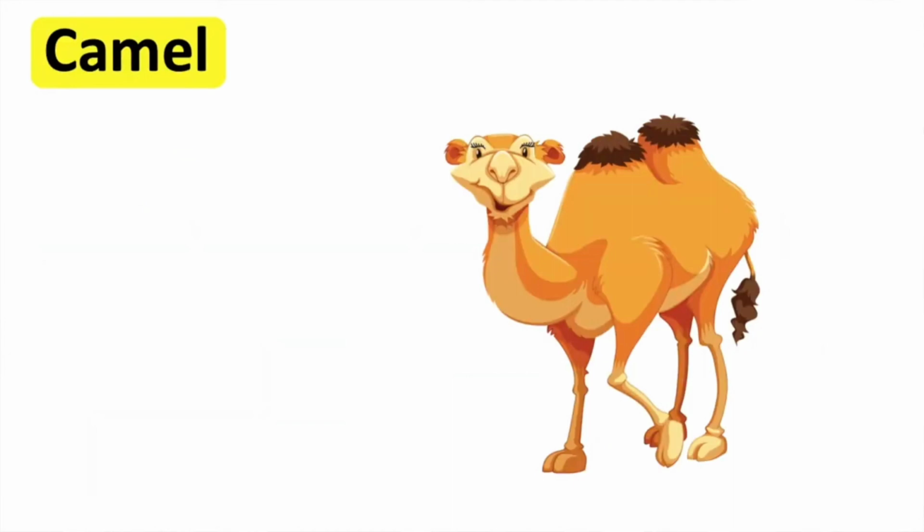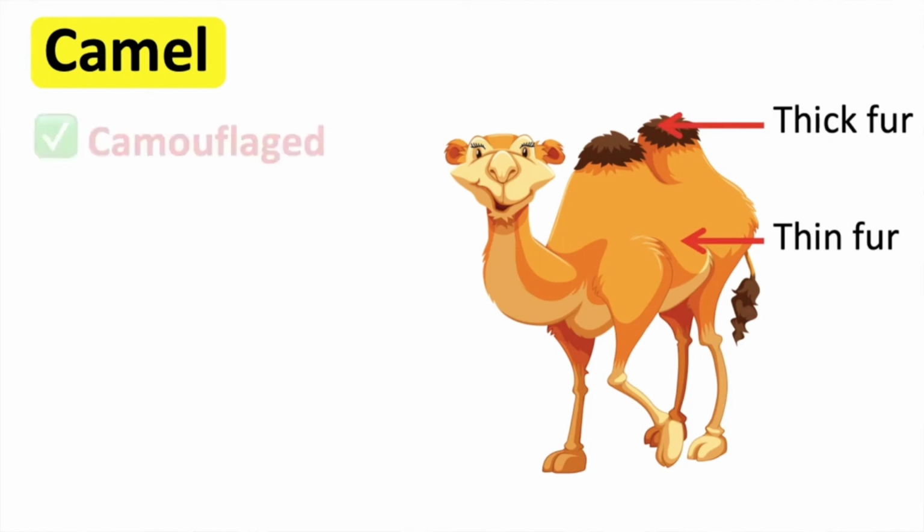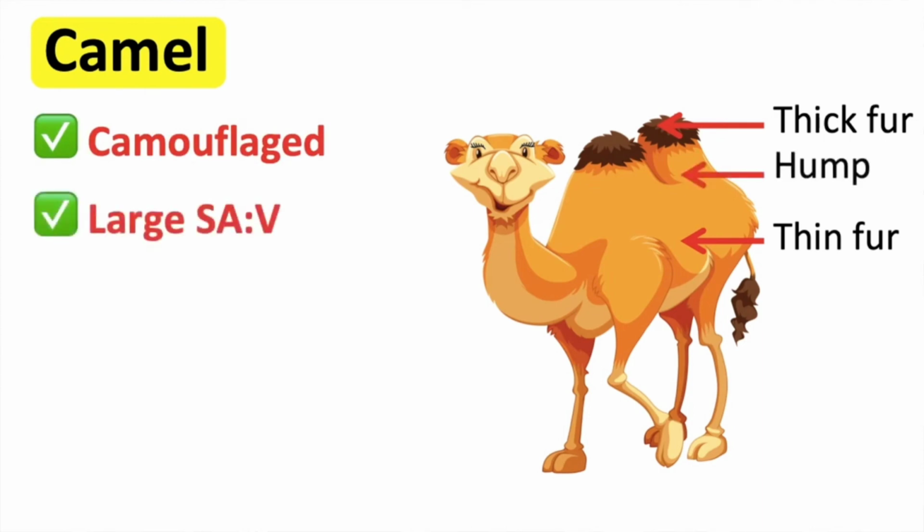Now let's look at 2 examples. Camel. They have thick fur on the top of their body for shade, and they have thin fur everywhere else to allow easy heat loss. They are well camouflaged. They have humps to store fat. They also have a large surface area to volume ratio to maximize heat loss.